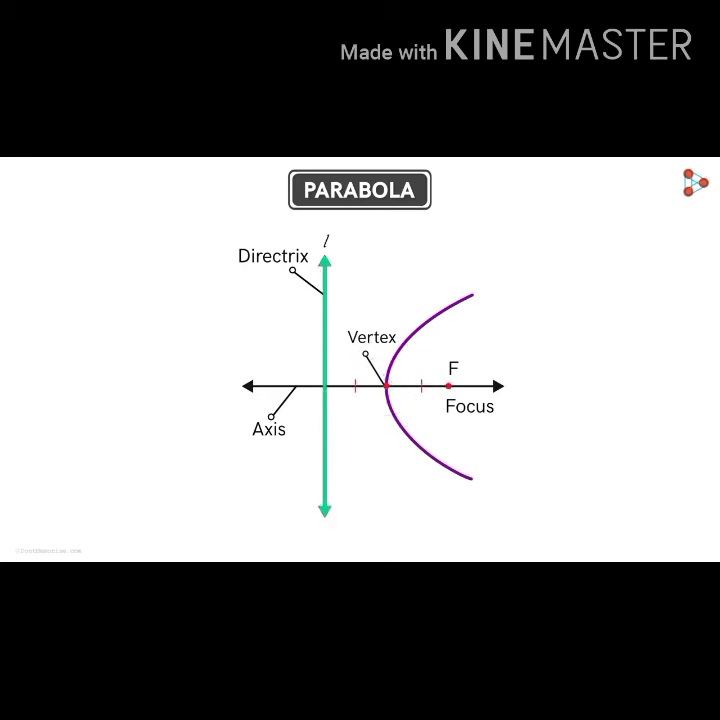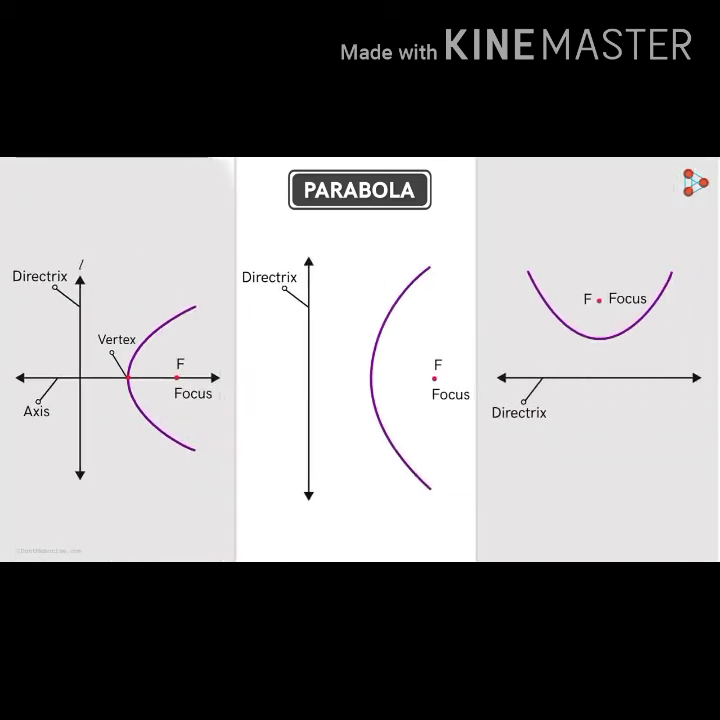Now, can you tell me what will be the axis and the vertex of these two parabolas? For this parabola, this line will be its axis and the point will be its vertex. Similarly, for this parabola, this will be its axis and this will be its vertex.